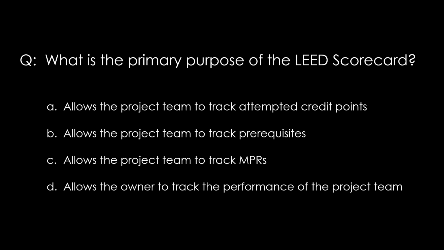Next question. What is the primary purpose of the LEED scorecard? Options are option A allows the project team to track attempted credit points. Option B allows the project team to track prerequisites. Option C allows the project team to track MPRs. Option D allows the owner to track the performance of the project team. So the answer to the question is option A, allows the project team to track attempted credit points.